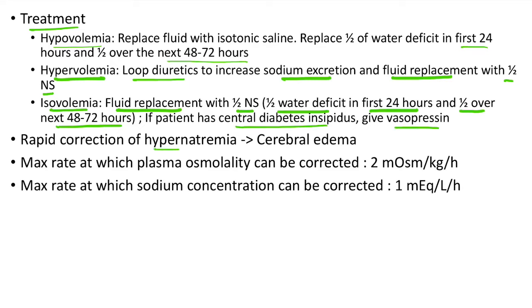Rapid correction of hypernatremia can lead to cerebral edema. So, the maximum rate at which plasma osmolality can be corrected is 2 milliosmol per kilogram per hour, and the maximum rate at which sodium concentration can be corrected is 1 milliequivalent per liter per hour.